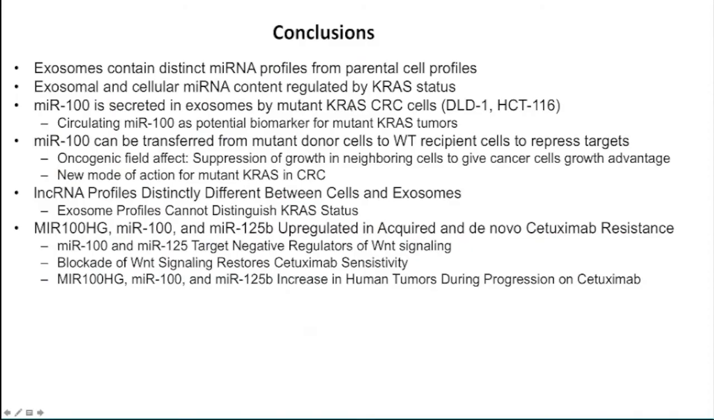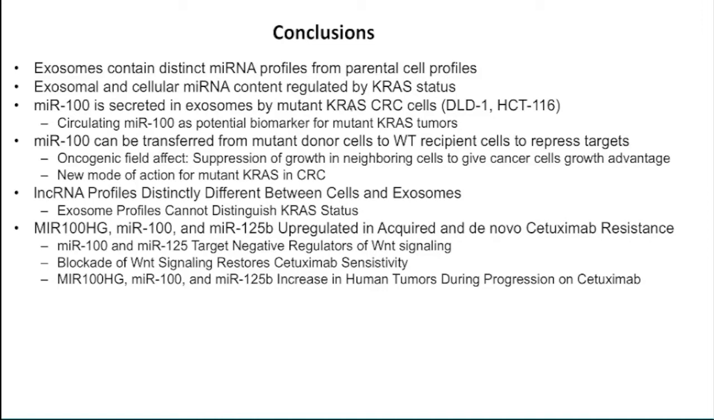Okay. So conclusions. Exosomes contain distinct microRNA profiles from the parental cell. I think that's a fairly well-known finding now in the consortium. There seems to be, or there has to be, some sort of a gating mechanism. Both exosomal and cellular microRNA content changes depending on the KRAS status. miR-100 is secreted in exosomes from mutant KRAS cells, but not from wild type, and maybe that will turn out to be a potential biomarker.